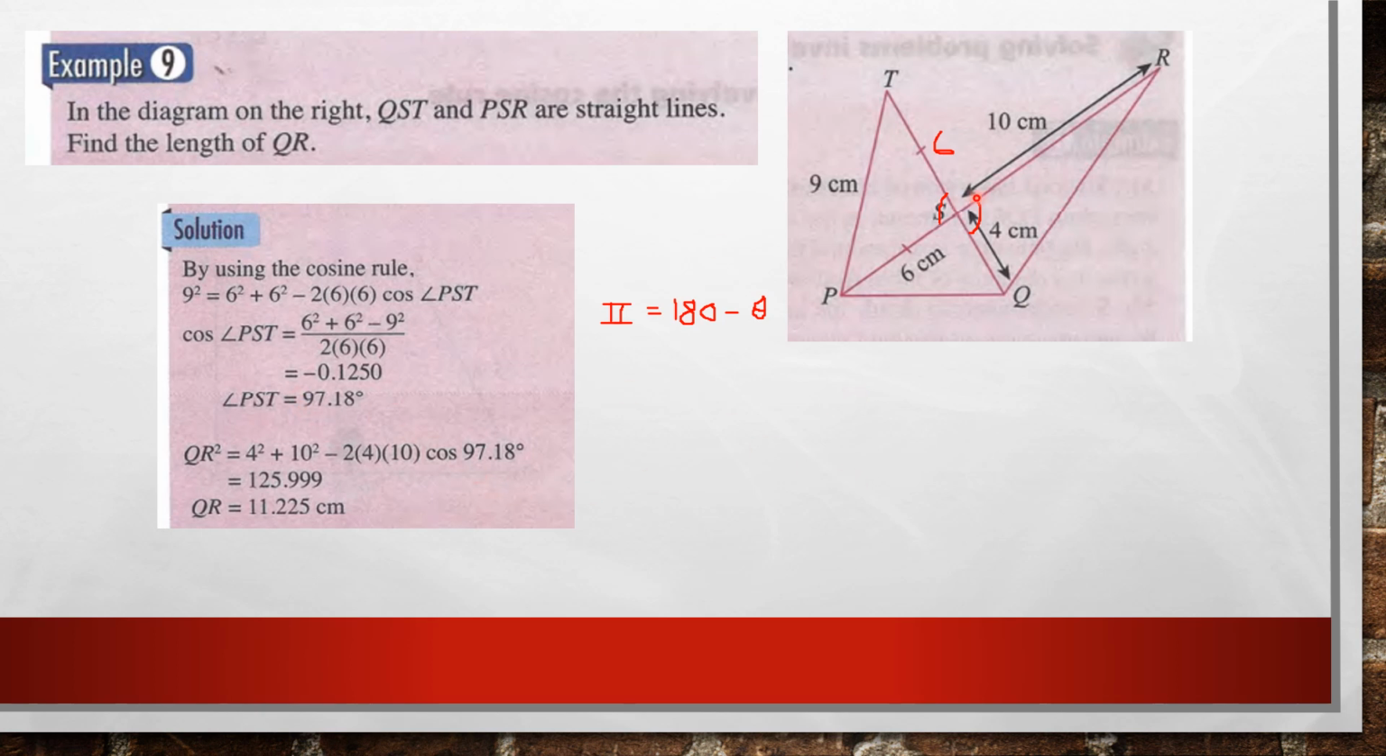Then from there, PST, the opposite angle, also will be 97.18. That means RSQ. So now we want to find QR, which is the opposite side of this angle. Here QR squared equals the other two sides, 4 squared plus 10 squared minus 2 times 4 times 10 cos 97.18. You solve and you get 125.999. This is for QR squared. To find QR, you take the square root, and you get 11.225.